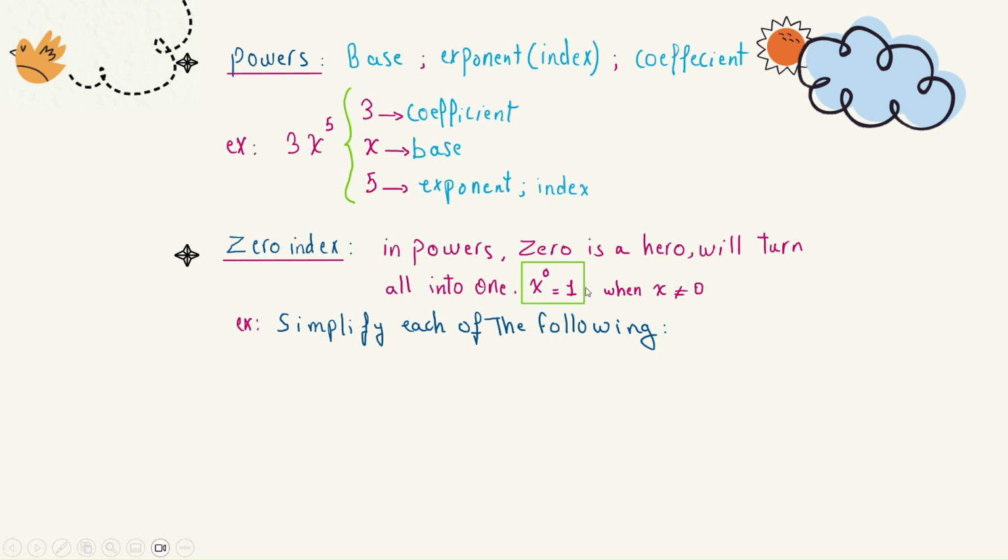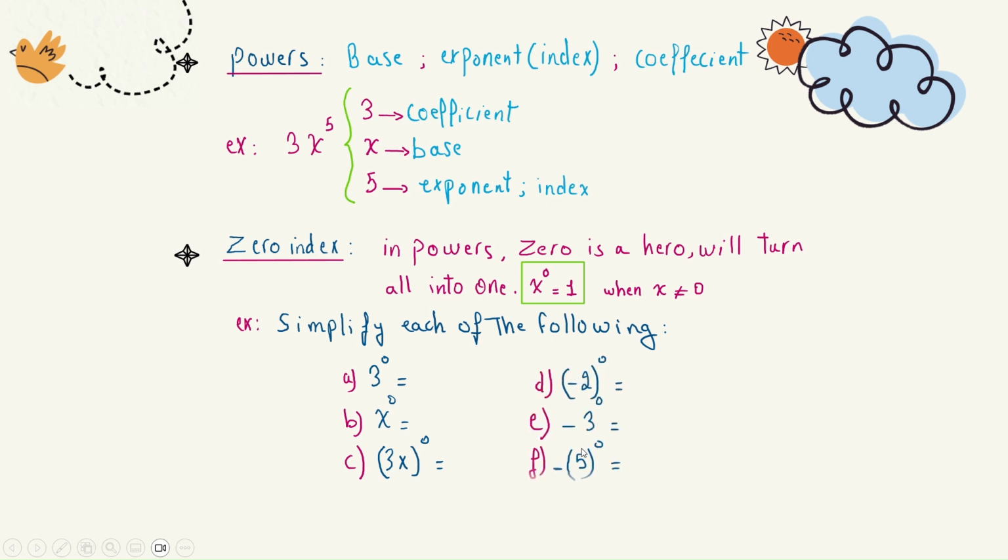Let's take a couple of examples to understand the concept of zero power: 3 to the power of 0, x to the power of 0, and 3x to the power of 0. Also, we're going to take some negatives here. Of course, 3 to the power of 0, as we agreed, everything raised to the power of 0 is 1. x to the power of 0 is 1. Also, 3x to the power of 0 is 1. In part D, minus 2, all of it to the power of 0, because 0 is above everything, so we're going to say it's 1.